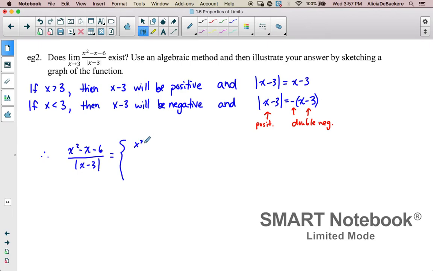So what I know then is that if x is greater than 3, then this function is actually just the same as this function, right? Because these two expressions are equal to each other. So this will be equal to this. Now, if x is less than 3, what's going to happen? Well, then in order to make this equal, what we said is you have to put a negative in front of the bracket. All right. So now I've got my piecewise function.